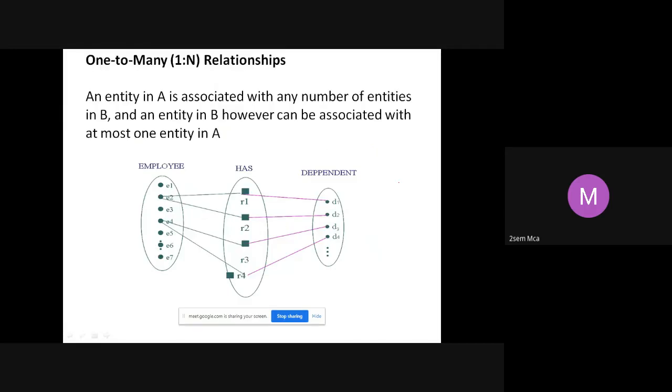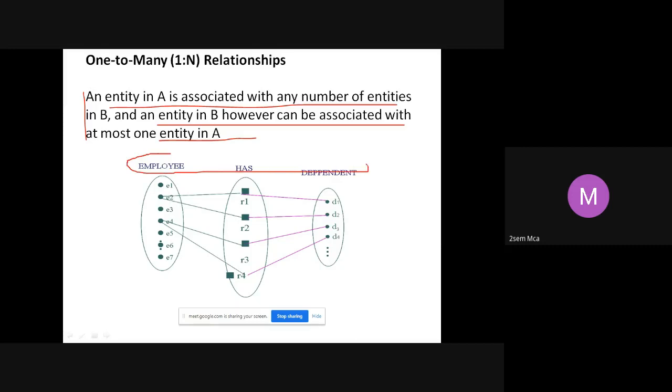Next, 1-to-many. An entity in A is associated with any number of entities in B, but an entity in B can be associated with at most one entity in A. Okay, 1-to-many. But when you look from the other side, an entity in B, however, can be associated with at most one entity in A. Okay, what is the relationship here?